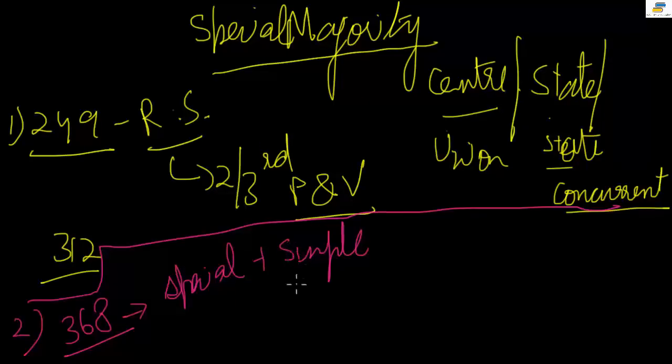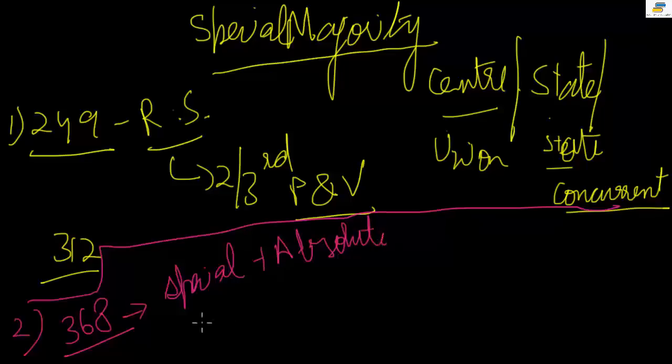See, it's not simple over here. This is absolute majority over here, because it has to be total strength of the house. So what they need is 2/3. This is not simple, right? I'll just omit it for you. This is absolute. They need special plus absolute.